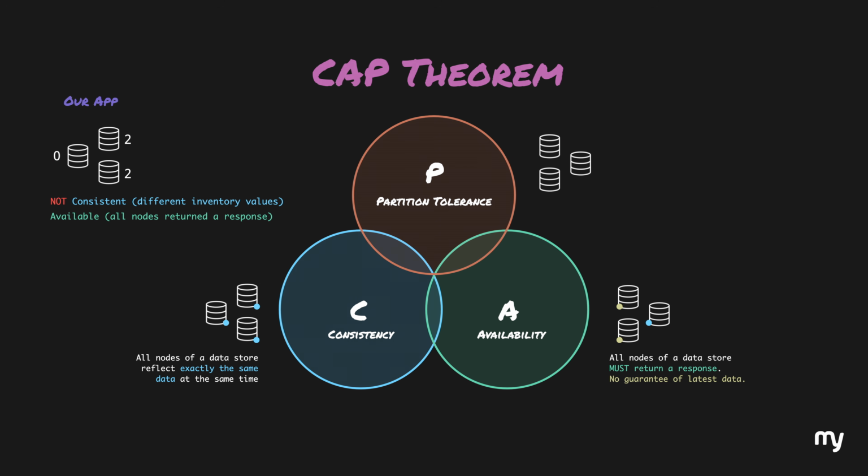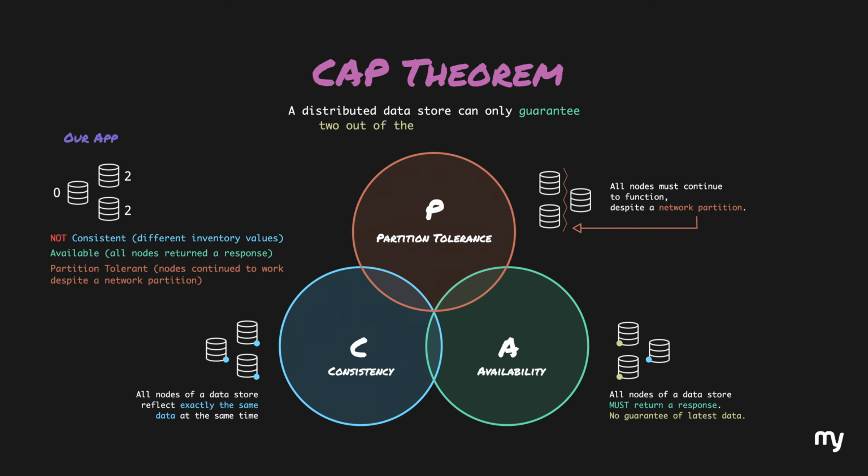Partition tolerance means that all nodes of the data store must continue to function despite a network partition. A network partition simply means that the networking among the nodes is delayed or broken. This is not to be confused with data partition, which is an altogether different concept. In our case, we did see that our system continued to function despite network issues among the nodes. The data returned from some of the nodes was stale, but it was still functioning, meaning our database cluster was partition tolerant. Now, CAP theorem states that a distributed data store can only guarantee 2 out of these 3 properties.